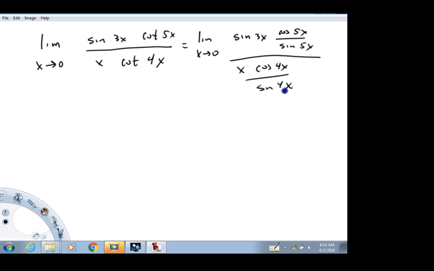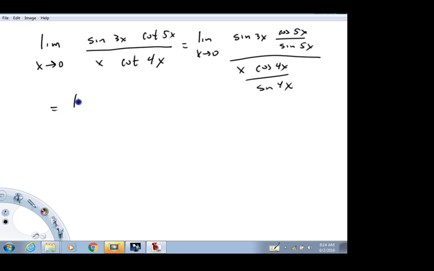Now the reason for doing that, it's pretty easy to deal with sines and cosine limits, particularly when zeros are involved, because we know sine of 0 is 0 and cosine of 0 is 1 and sine of 0 over 0 is 1 and cool things like that. So shifting everything to sines and cosines.